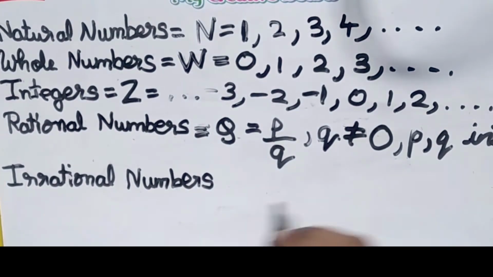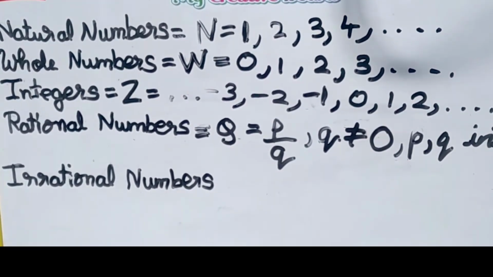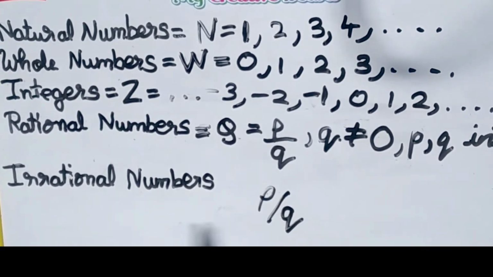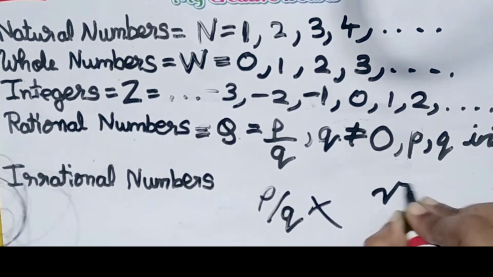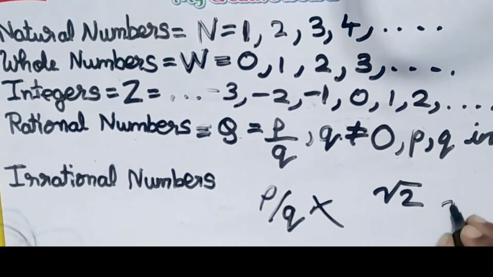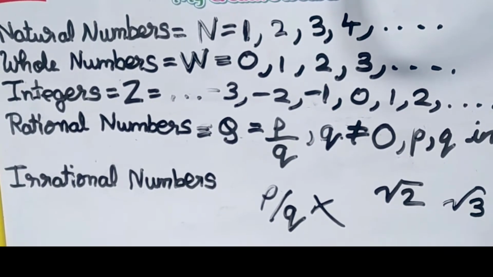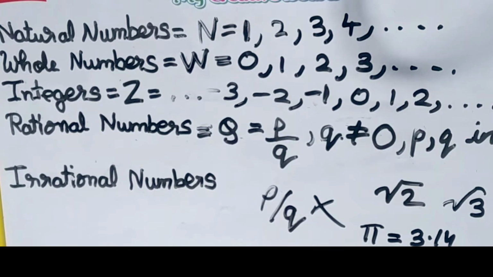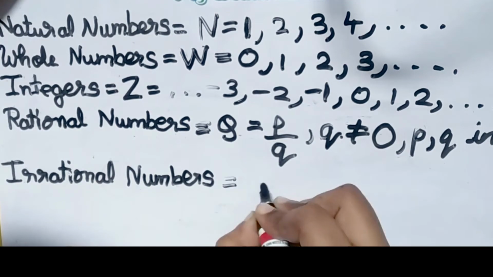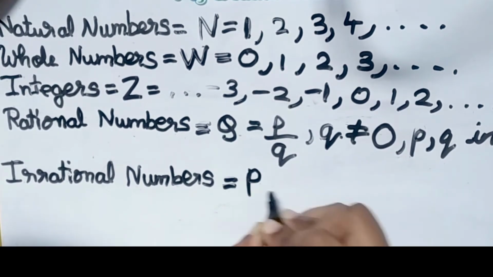Now next is irrational number. Any number which we cannot write in the p by q form, we cannot write like this, so all these numbers are called irrational numbers. Now see root 2, square root of 2. Can we write it in p by q form? No. Root 3, root 5, and also pi. We will see further why these numbers are irrational. Pi is also an irrational number. We denote irrational numbers by capital P.